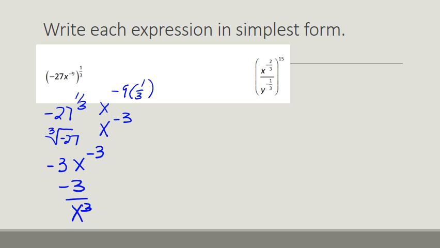Right, in this example, I'm just going to bring my 15s inside by multiplying, taking the power to the power. So 15 divided by 3 is 5, so I get x to the negative 10th over y to the negative 5th, and then I just flip them, so I get y to the 5th over x to the 10th.